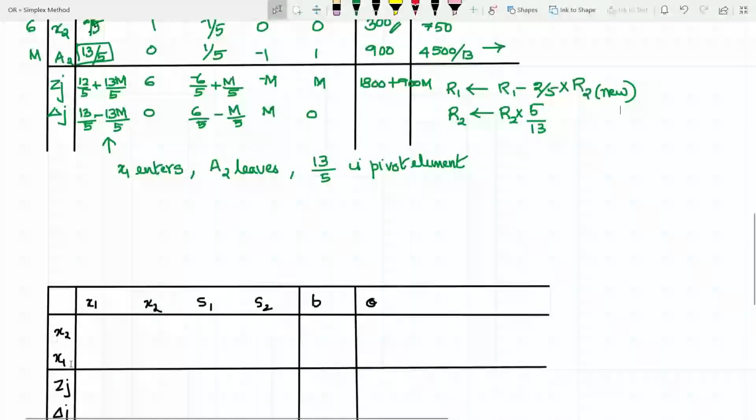Now to write the values. Cj: 5, 6, 0, 0. This is 6 and 5.